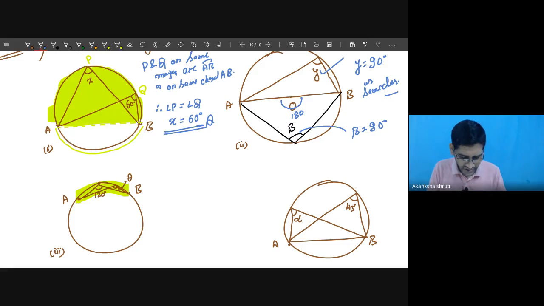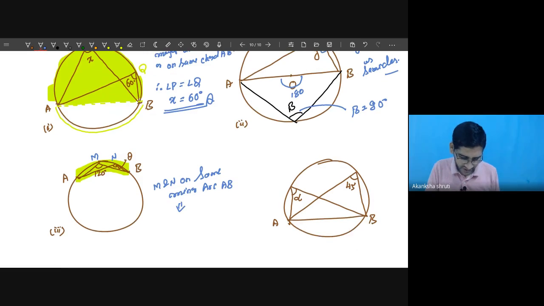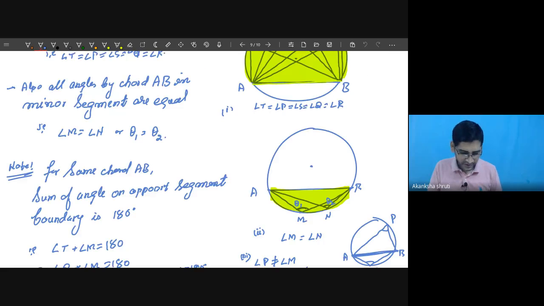Or we may denote by putting some points M and N. So here M and N are on the same minor arc AB. Okay, student. So therefore, angle M is equal to angle N. Angle M is 120, which is equal to theta, or theta is equal to 120 degree. It's so simple. These kinds of questions are asked. This is based on this rule.